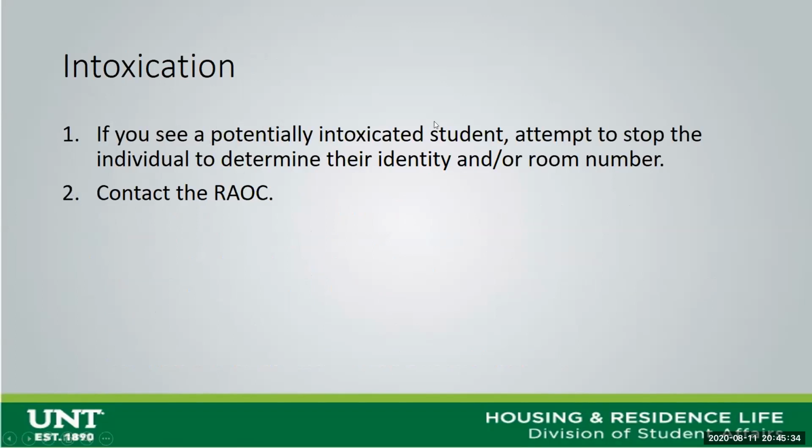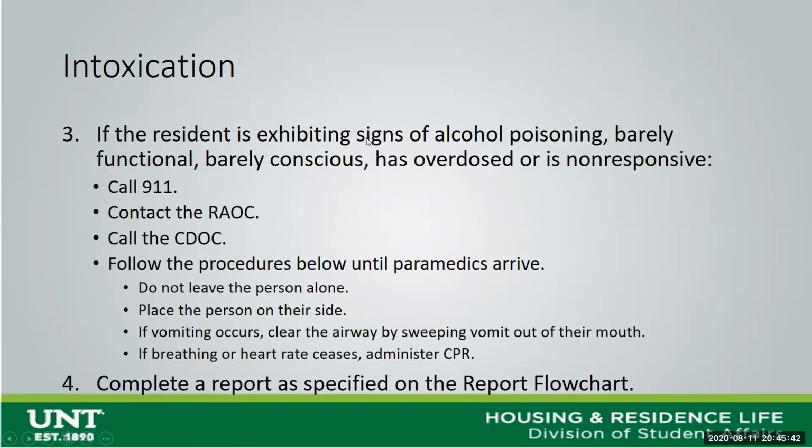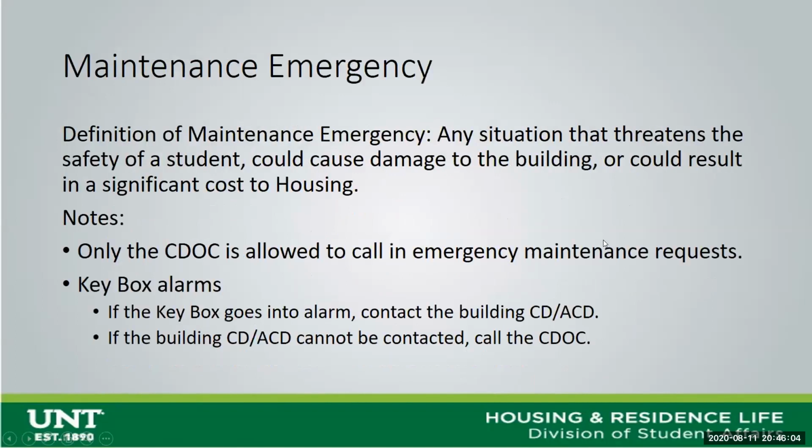Obviously, if you see a potentially intoxicated student, attempt to stop the individual to determine their identity and door room number, and contact the RAOC. If the resident is exhibiting signs of alcohol poisoning, barely functional, barely conscious, has overdosed, or is non-responsive, like we mentioned with those last few signs, call 911. Contact the RAOC, call the CDOC, and follow the procedures below until the paramedics arrive. Complete a report, obviously, at the end of the situation.